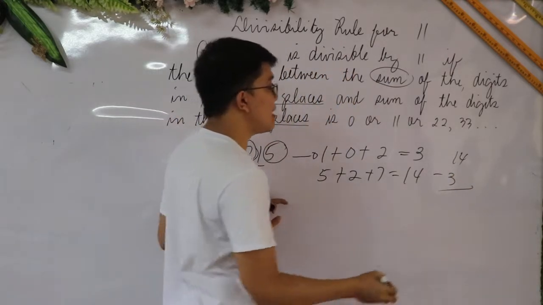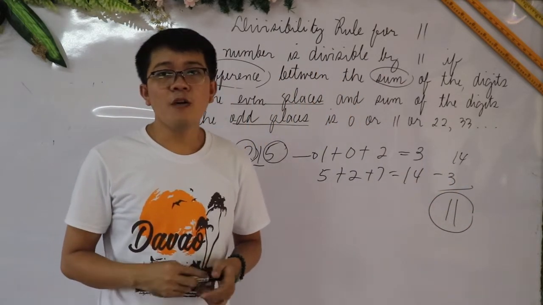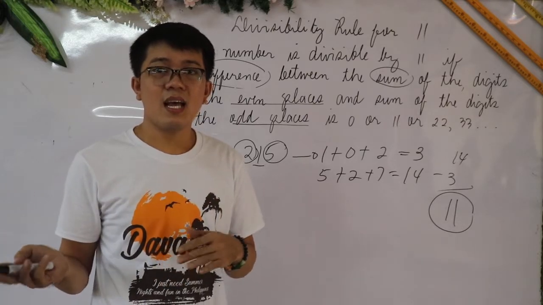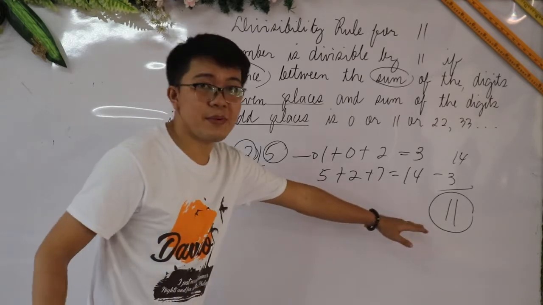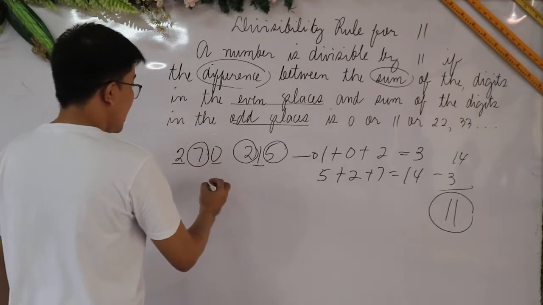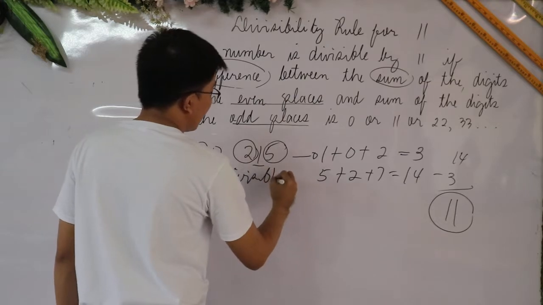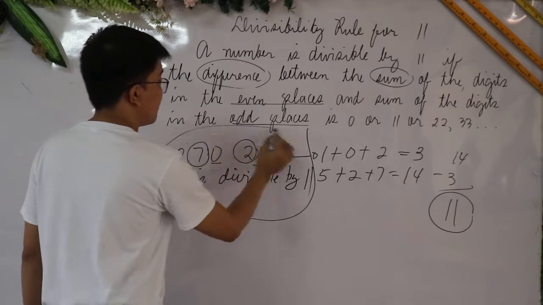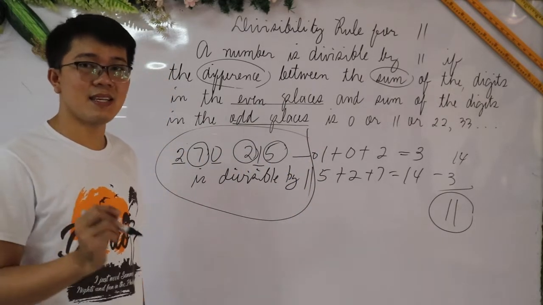That is definitely 11. Since the difference of the sum of the digits in the even places and the sum of the digits in the odd places is 11, then we say that this 270,250 is divisible by what? By 11. Did you get it? Very good. Next example.